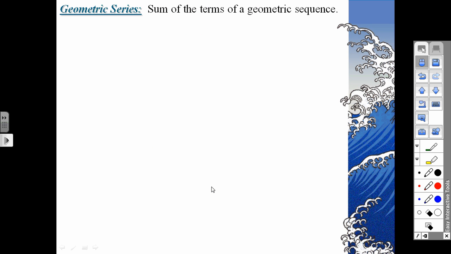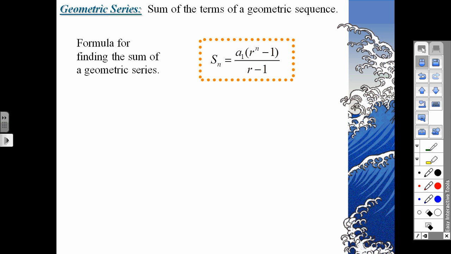All right, so now let's talk about geometric series. We'll say the sum of the terms of a geometric sequence, obviously, and we want to look at the formula to calculate the sum of a geometric series. It's a little bit more complicated, a little messy, but we can still deal with it. You're going to take the first term and multiply it by the quantity of r raised to the n minus 1. So this is where people get a little confused, because this exponent is simply n, not n minus 1 like we had in the other formula, right? And then don't forget to divide by r minus 1.